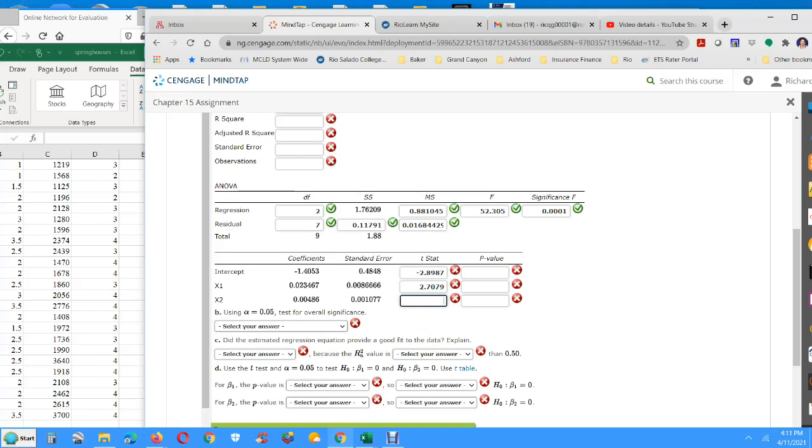And finally, I'll take 0.00486 and divide by 0.001077. You get 4.5125.